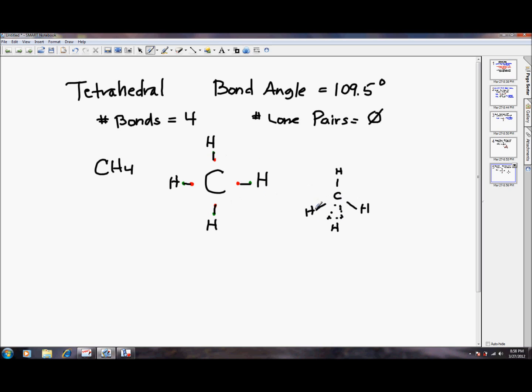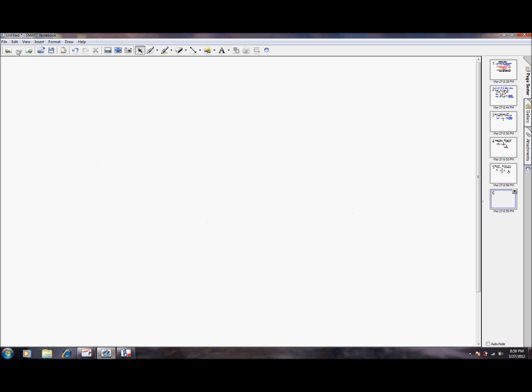So these two H's come forward a little bit and this H moves back. Okay, we end up with what looks kind of like a tetrahedron. Down here on the bottom, you have like a triangle and then it goes way up here. This is called a tetrahedron. So if there's 4 bonds, it is a tetrahedral molecule. Okay, last shape.